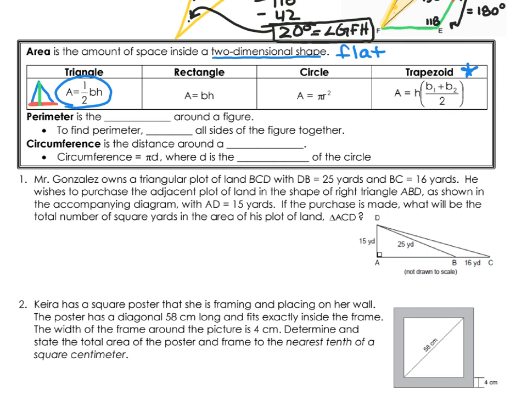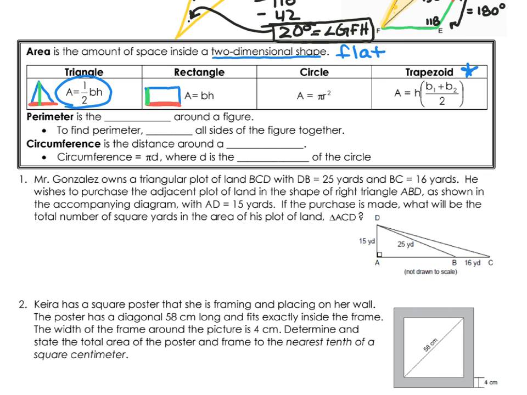For a rectangle, the area would be the base, which let's say is this one, times the height. Again, the base and the height, those two red and green lines, have to be perpendicular to each other in order to be considered a base and a height.